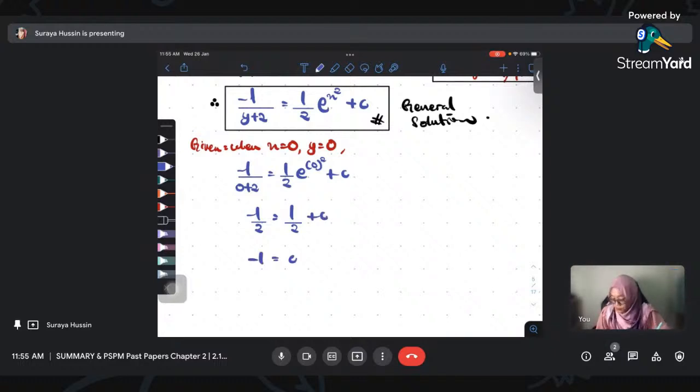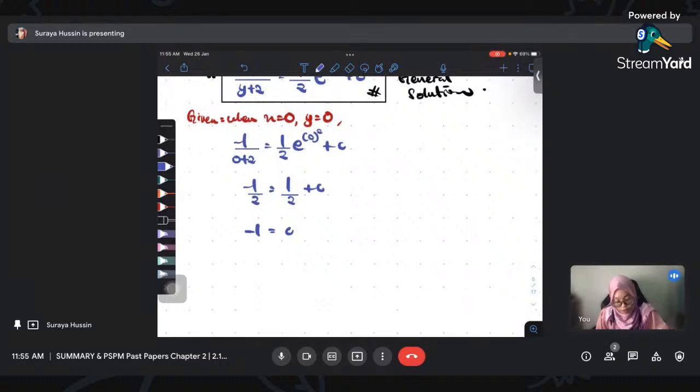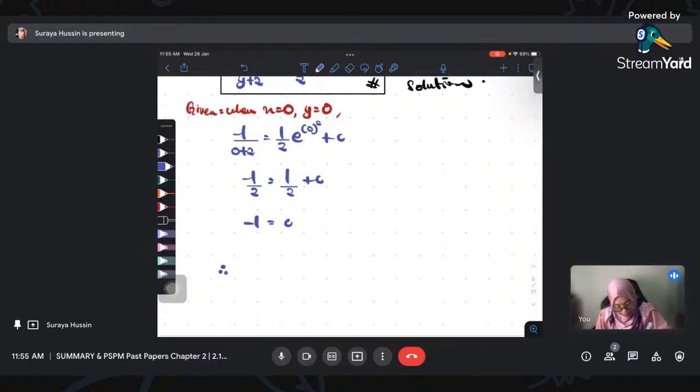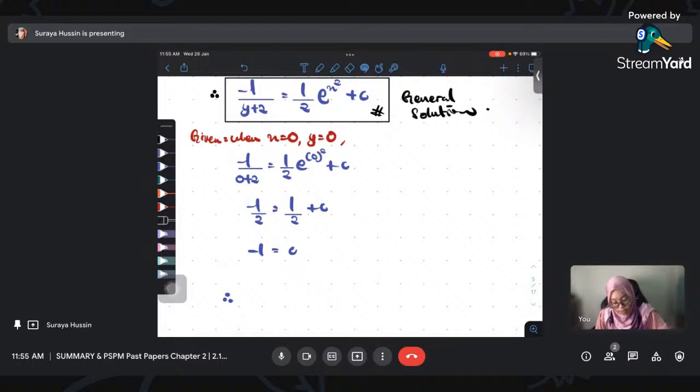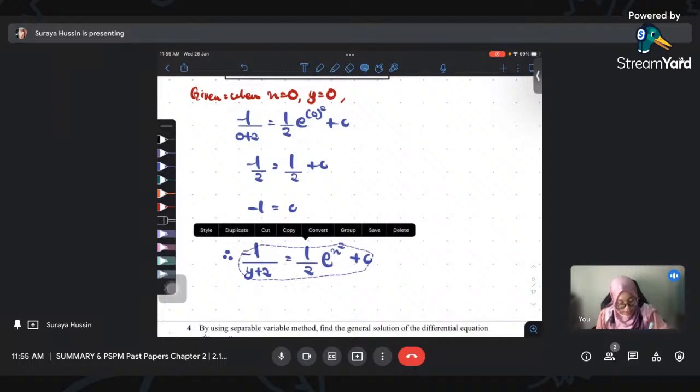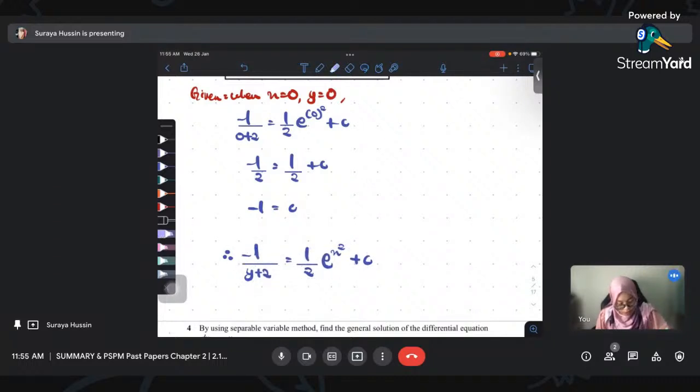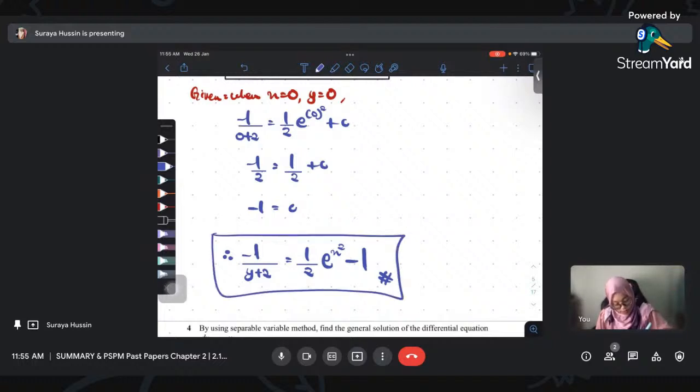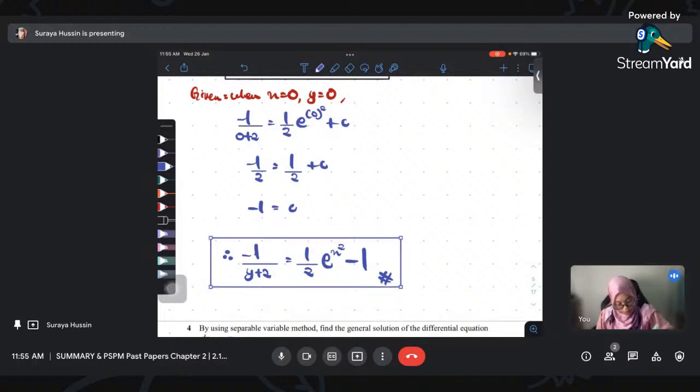Negative 1. Yeah, your C is negative 1. Dan barulah yang terakhir sekali you buat conclusion, a very big conclusion saying that you have managed to find the value of C. You dah berjaya jumpa the value of C, which is -1. Therefore, you done here. Your answer is just this one. This is your answer. You have managed to get your answer and you will get full mark.